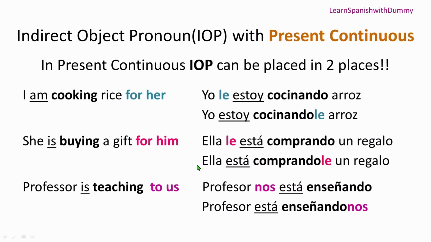Perfect. Next, the professor is teaching us. So you can say profesor nos está enseñando. It's like saying professor to us is teaching. Or you can say profesor está enseñándonos. We attach it to the present participle, which is enseñando, meaning teaching. So that's the way you can attach it to the present participle. Or you can just put it before the first verb.